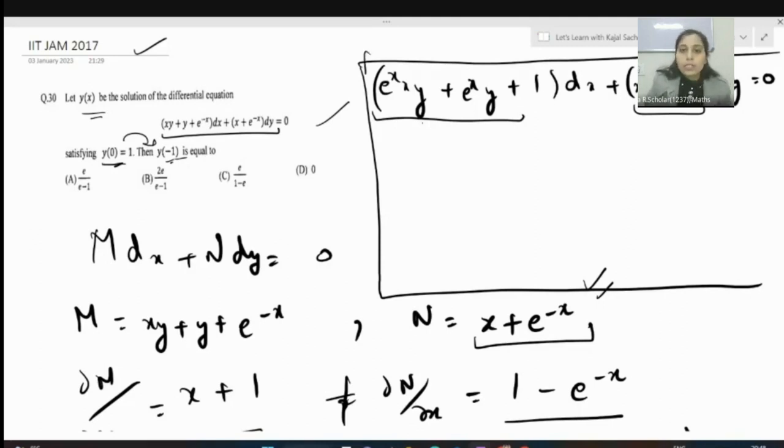So what we can do is just integrate this, keeping y constant. And from here, taking only the term not containing x, cancelling this, just integrate with respect to y, and this will be equal to some constant c. So integrating with respect to x.